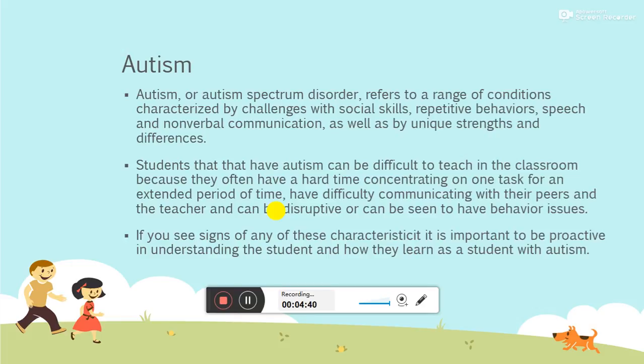So students with autism can be difficult to teach because they have a hard time staying on task. Like I said, they have a hard time communicating with other students or teachers, and sometimes their behavior can be seen as disruptive. They can be known to have behavior issues. So if you see any of these signs and symptoms, it's important to be proactive and immediately point out these students and figure out what they need, like I said, so you can best teach them.